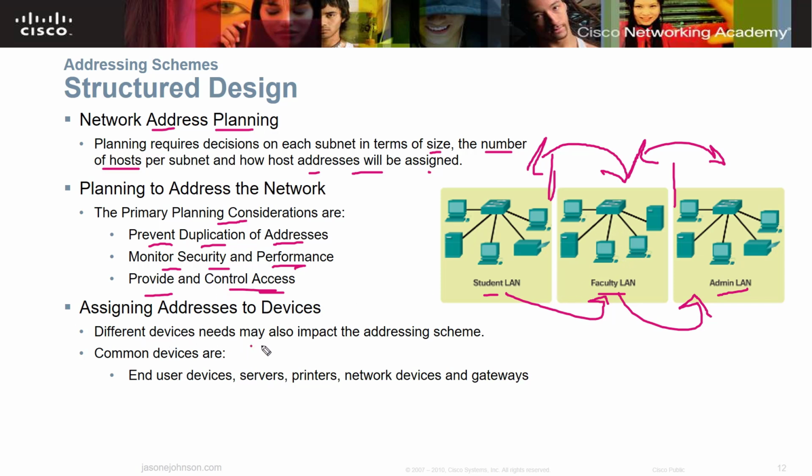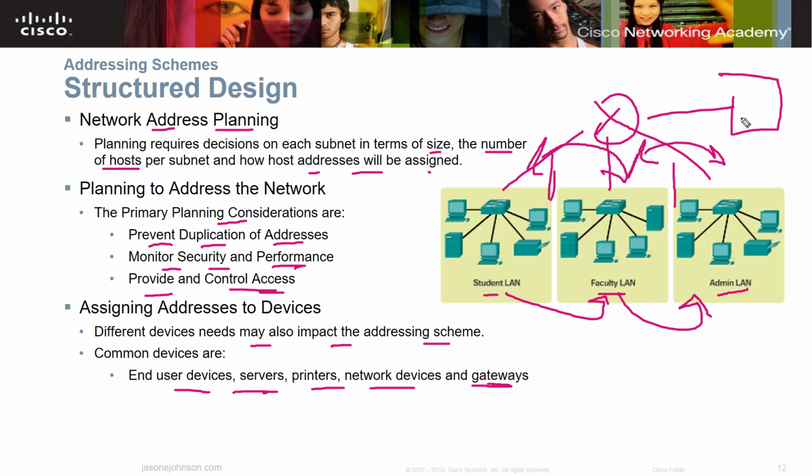So different devices may also need to impact the addressing scheme. For example, if you have printers, network devices, and gateways, those may need separate subnetting and separate addresses. So if you have a server or a printer, let's say that we have a router here that those are all connected to, and then we have our print server up here. That print server is going to be on a separate network so that we can print to it, and they can see it with security that's in place.